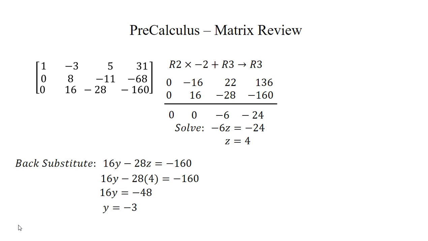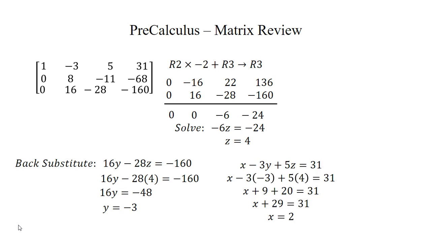Now we're going to substitute back again. And this time I went back to the original equations, equation 1, and I plugged in the y as -3 and the z is 4 and solved for x. So I have my solution set, which is 2, -3, 4.